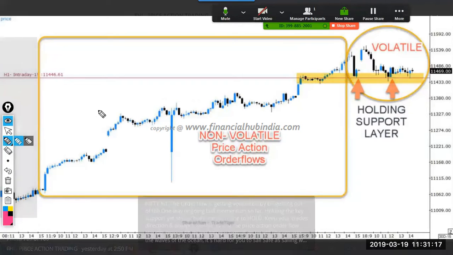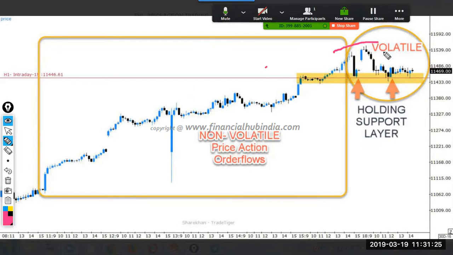Now let's talk about this. This is the Nifty chart, and in the Nifty chart right now, what I'm seeing is there is a transformation happening in the price action order flows from a non-volatile structure to a volatile structure. Now, why is this important? Because in both the structures, we see some different emotions playing in different order flows coming inside the market.